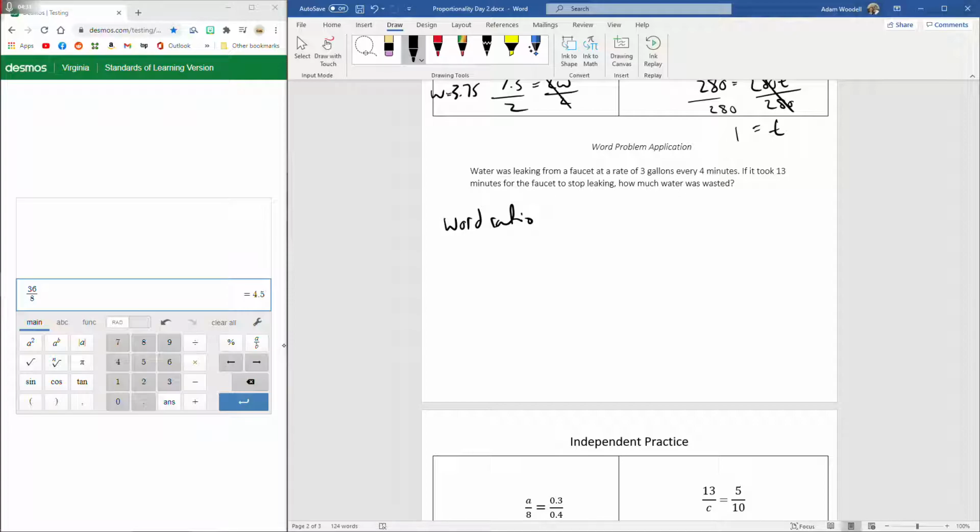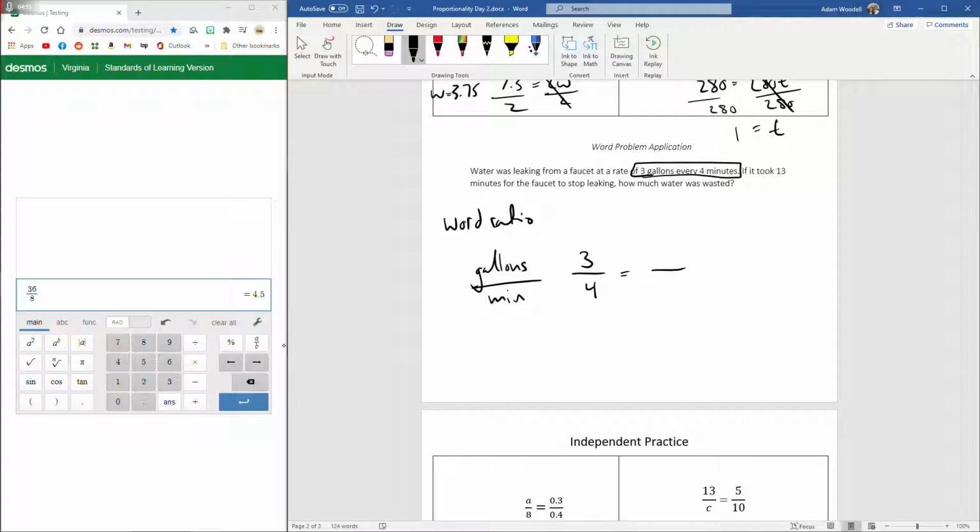So it says water was leaking from a faucet at a rate of 3 gallons every 4 minutes. So this part looks really important to me. 3 gallons every 4 minutes. So I'm going to write down my ratio of gallons per minute. These are the two things I'm comparing here. Luckily for us, I already have a ratio of gallons to minutes. Looks like it's 3 gallons for every 4 minutes.